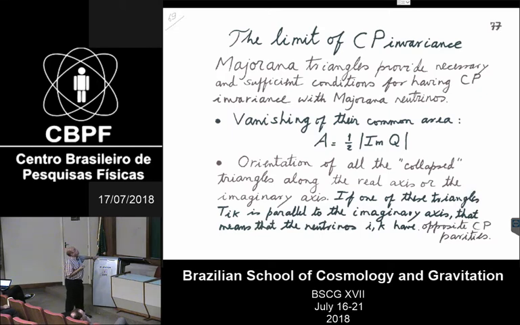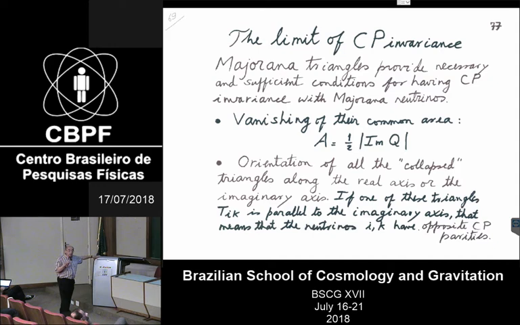So the limit of CP invariance, I would just finish. The limit of CP invariance with Majorana neutrinos is that the triangles have to collapse. Once they collapse, Dirac type CP violation disappears. But to have no CP violation, the orientation of the collapse should be along either the real axis or the imaginary axis.